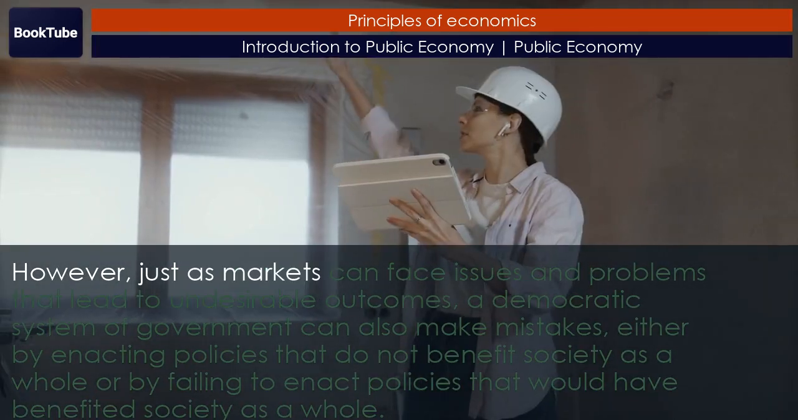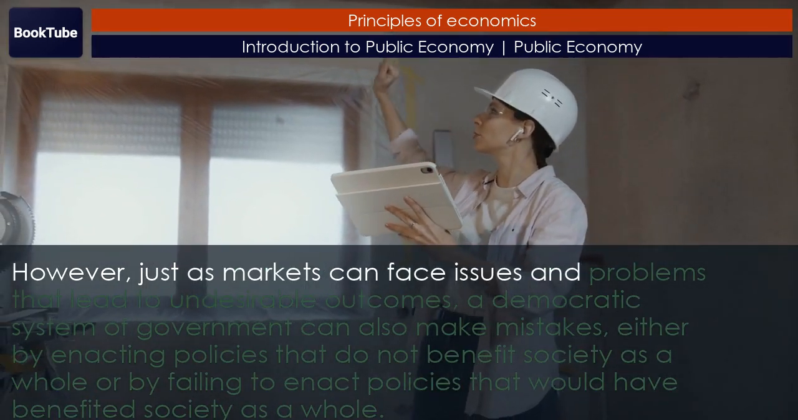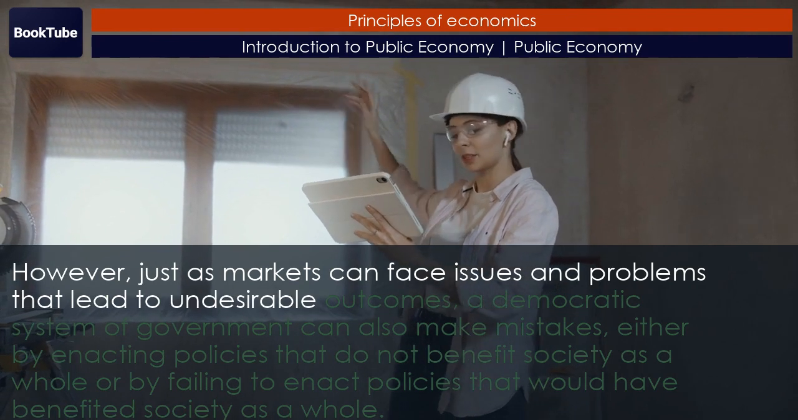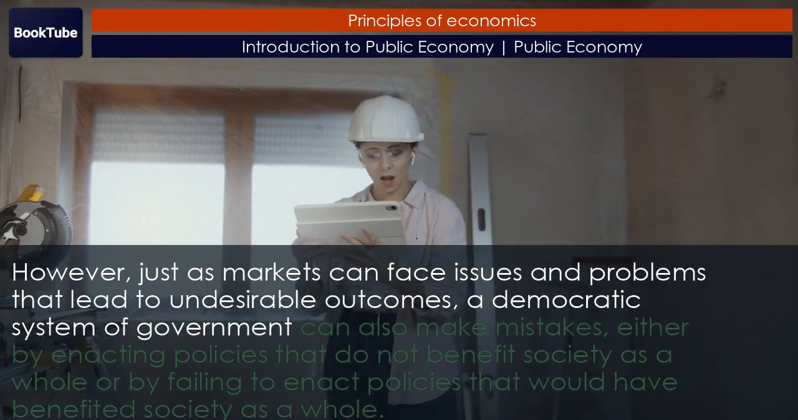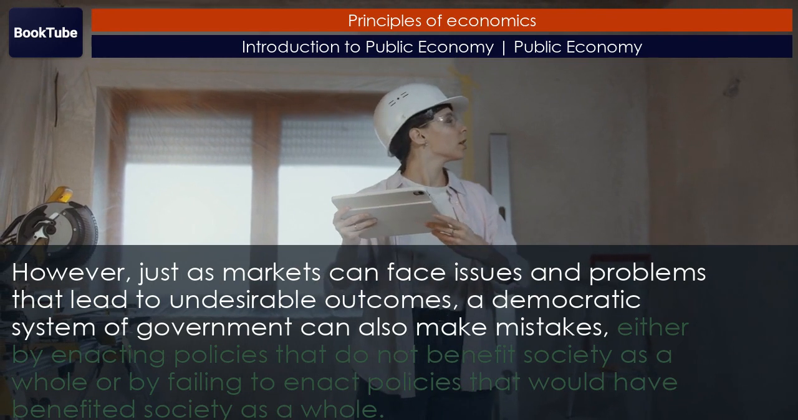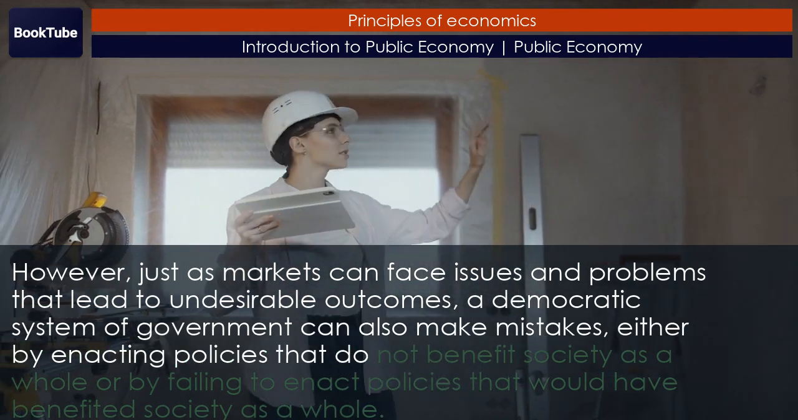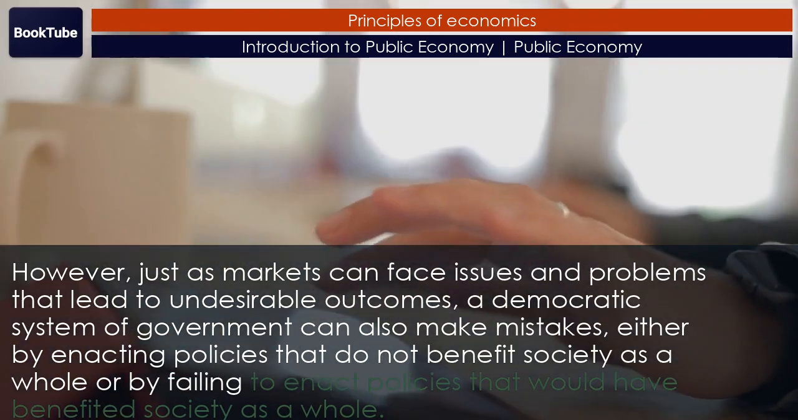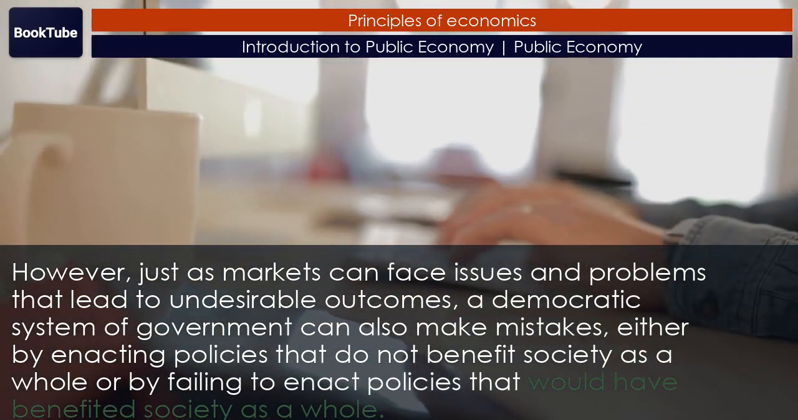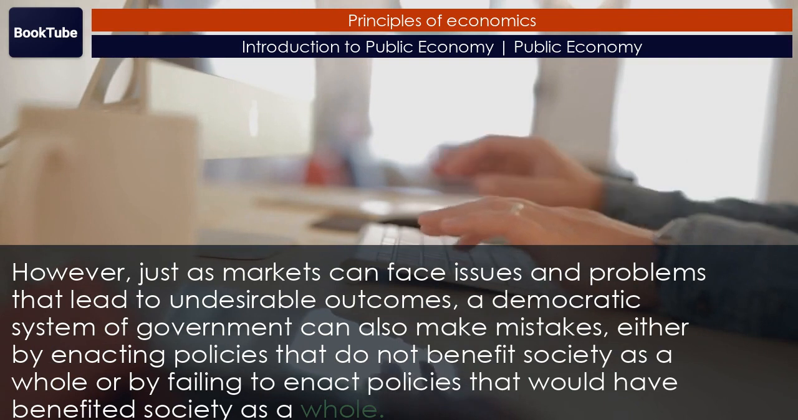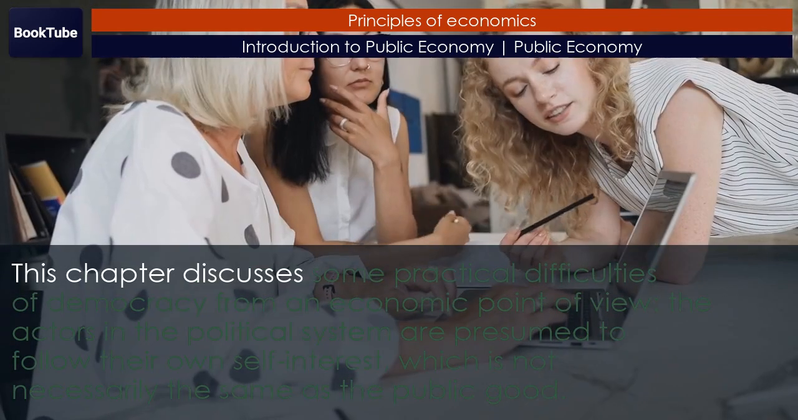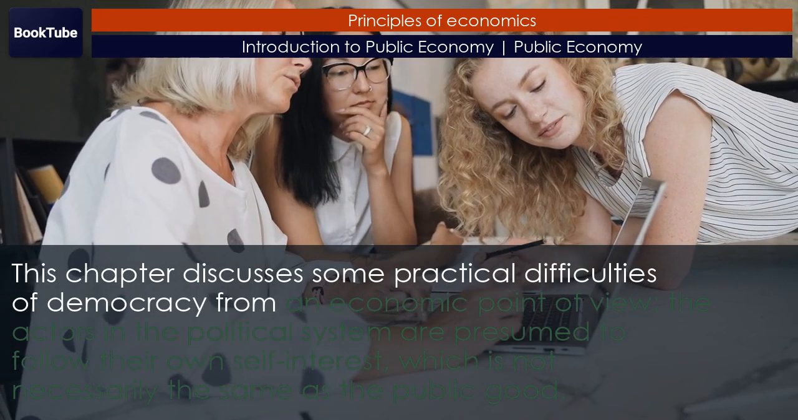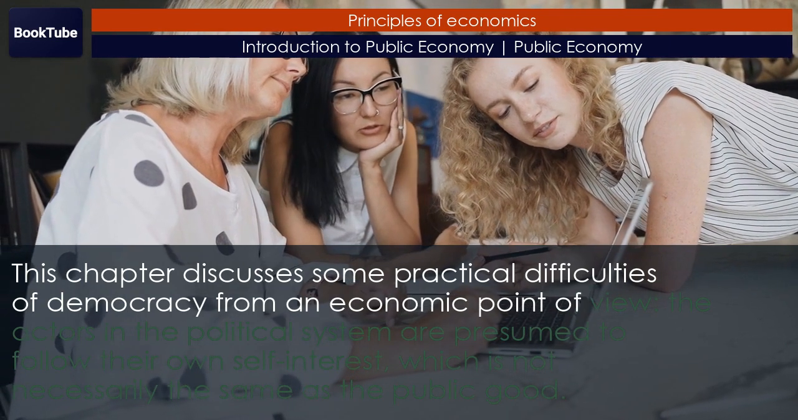However, just as markets can face issues and problems that lead to undesirable outcomes, a democratic system of government can also make mistakes, either by enacting policies that do not benefit society as a whole or by failing to enact policies that would have benefited society as a whole. This chapter discusses some practical difficulties of democracy from an economic point of view.